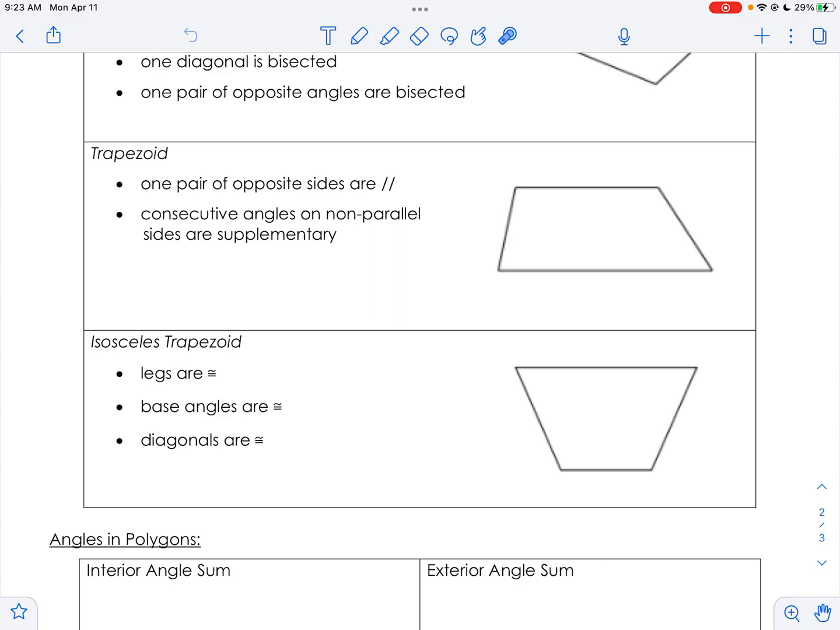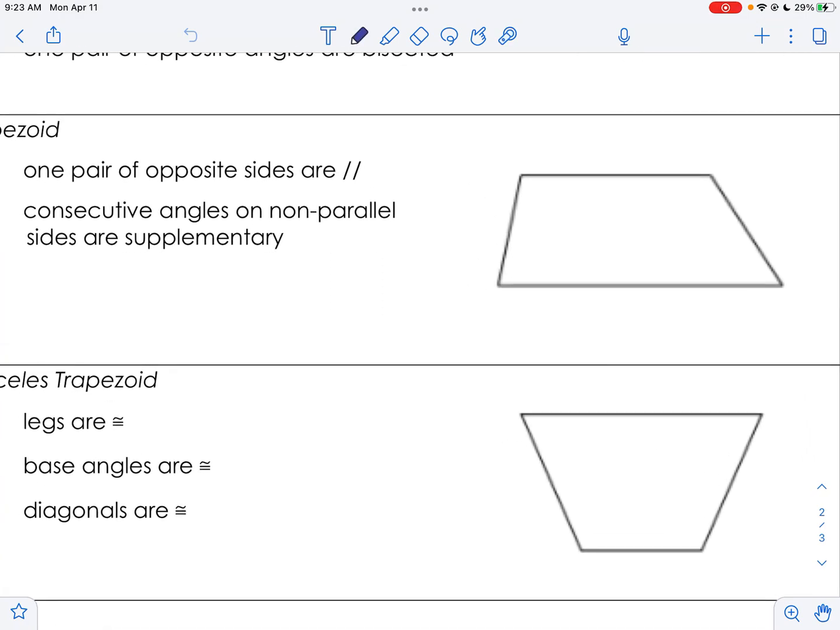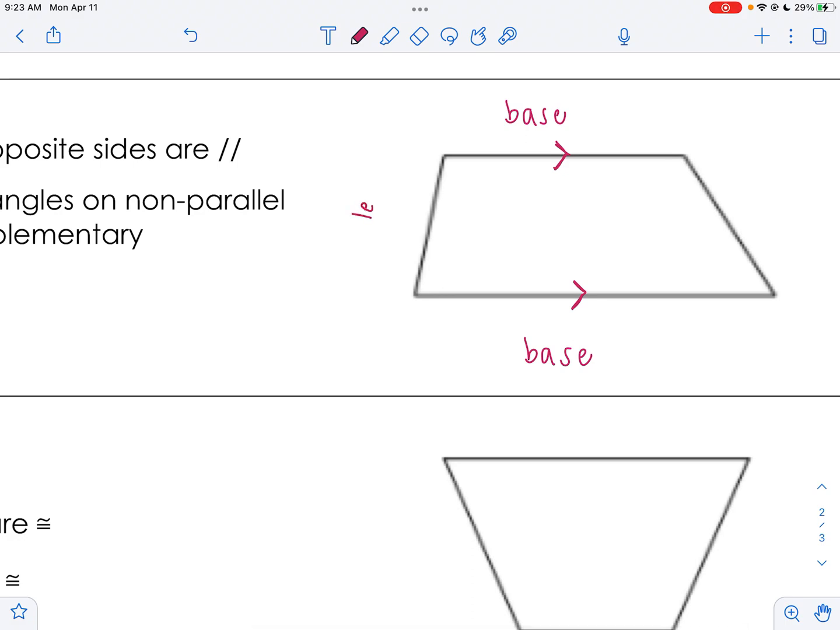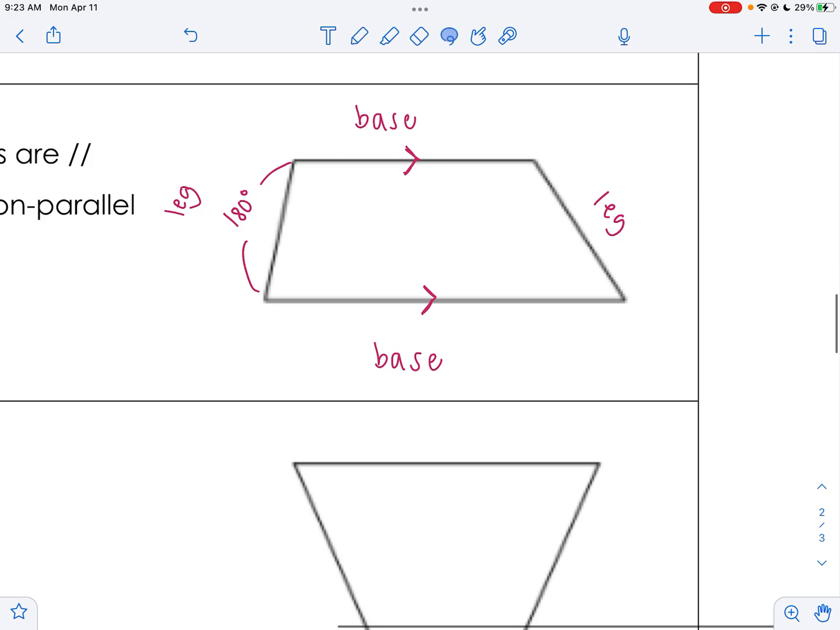So let's talk about trapezoids. Trapezoids have one pair of opposite sides that are parallel. These are what we call the bases. I don't know if you've ever seen B1 or B2, that's just talking about the bases. And the consecutive angles on the non-parallel sides are supplementary. We sometimes call these the legs. All that it's saying is that these two angles on the leg will add up to 180. And it's the same exact thing on the other side.